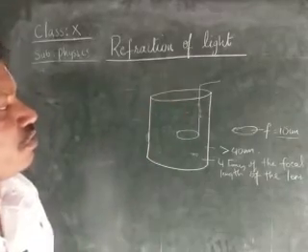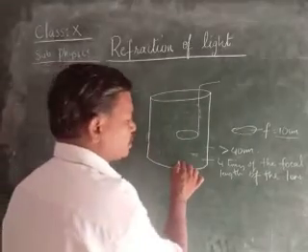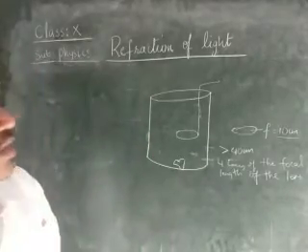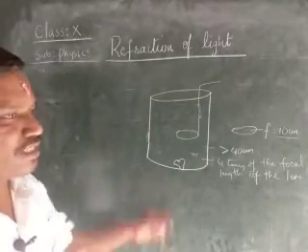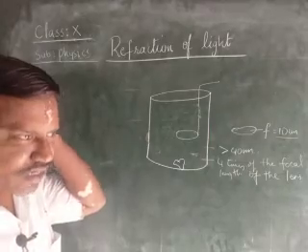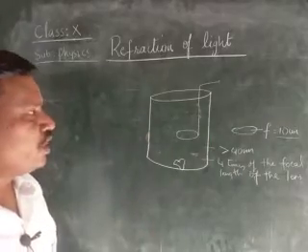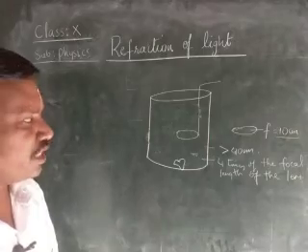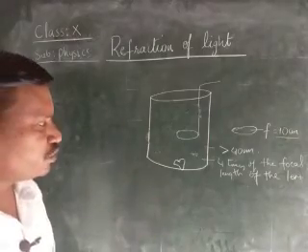Okay, now what you should do, you should keep a stone over here, children. You should keep a stone at the bottom of the vessel. Now you insert the lens by using the lens holder, children.